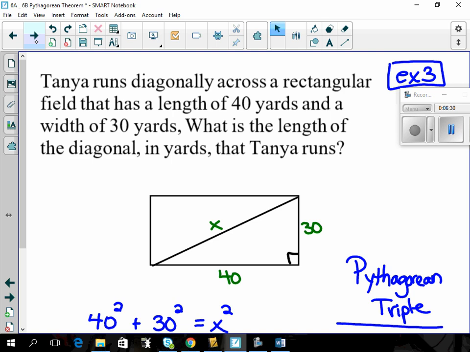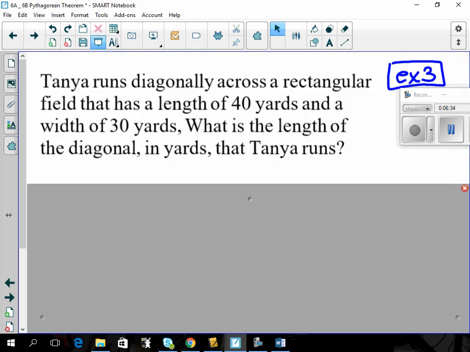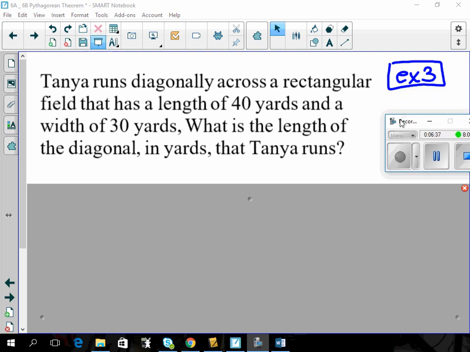We have one more example I'd like to be able to do with you, and this one's a little bit different. Example 3. So I want you to draw the picture that's associated with this problem. It says that Tanya runs diagonally across a rectangular field. Uh-oh, no triangle this time, but it's a rectangle. It has a length of 40 yards and a width of 30 yards. What is the length of the diagonal in yards that Tanya runs?